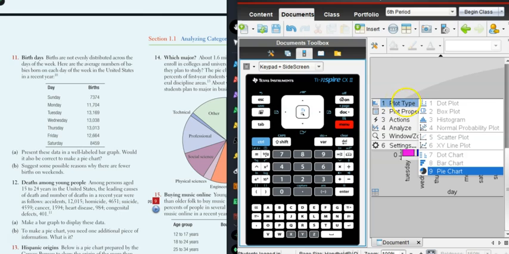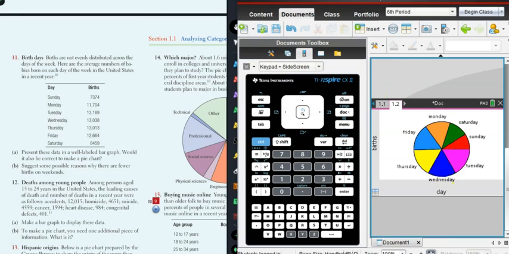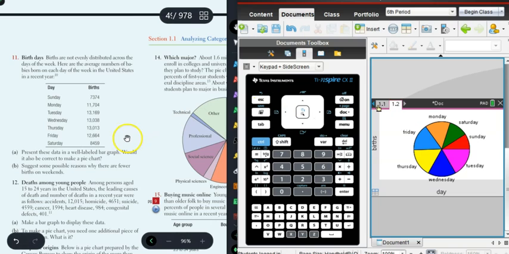And I don't think you can go back here. Oh yeah, you can. Let's go to Plot Type now and let's choose Pie Chart. Now do you see how my pie chart values are accurate? So Monday, I had 11,704 births. That was 14% of the population. So hopefully this helps you actually set up the pie chart and the bar graph on the Inspire. So let's go ahead and move on.